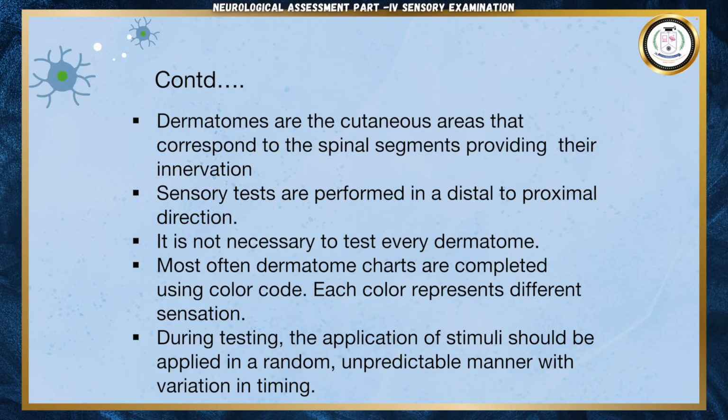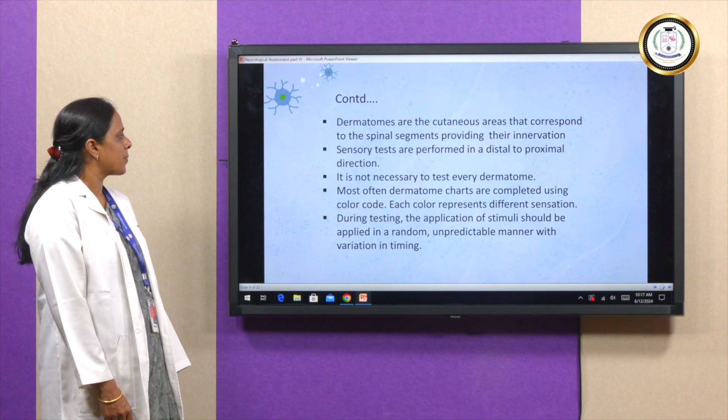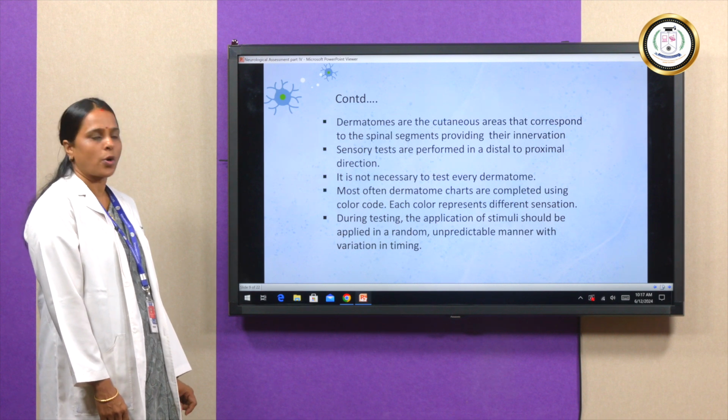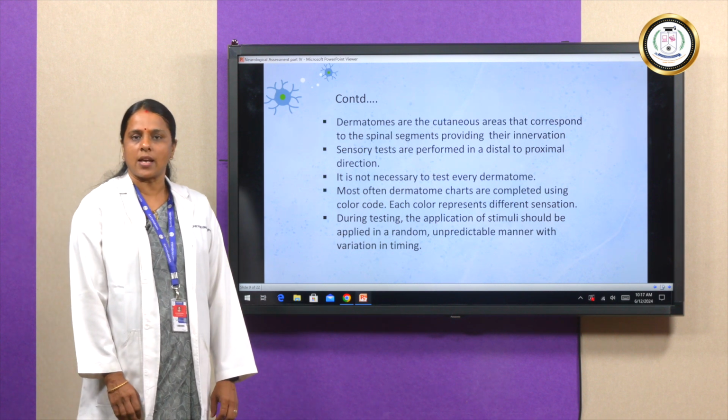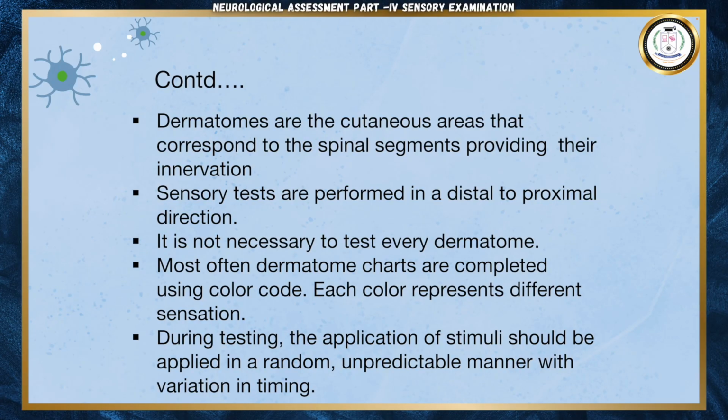Now dermatomes, what are the dermatomes? They are cutaneous areas that correspond to the spinal segments providing their innervation. Sensory tests are performed in a distal to proximal direction. It is not necessary to test every dermatome. Most often dermatome charts are available, and these charts are represented with color coding.